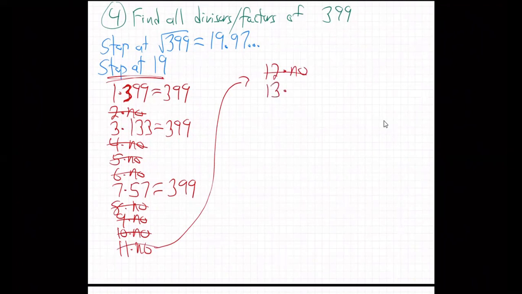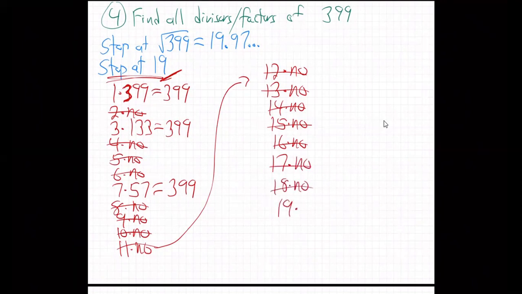13, I don't know. 399 divided by 13 is a no. Came out a decimal. 14 is a no. 15 is a no. 16 is a no. Remember, I'm supposed to stop at 19. I'm almost there. 17, I don't know. 399 divided by 17 on my calculator. That's a no. 18 is a no. 19? It's the last one I need to check.